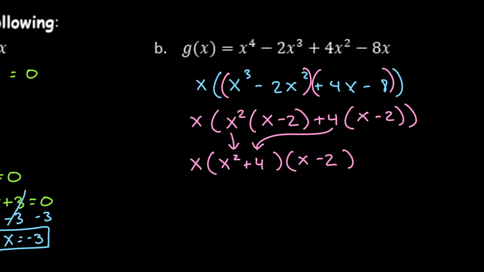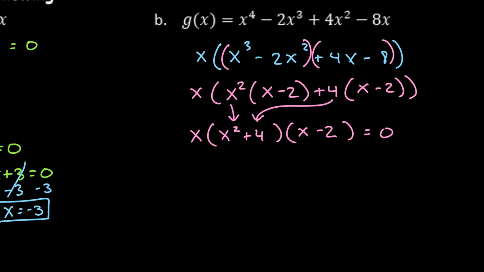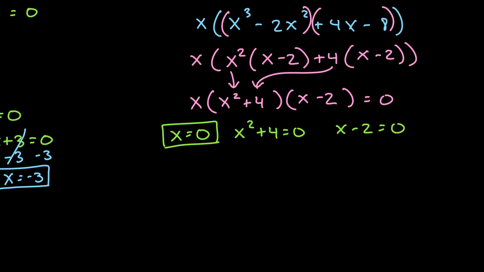Good. I should hope that everyone got to this step. Now is where it gets a little bit new for us. What do we do now? Set them all equal to 0. So x equals 0, that's our first root. Then x squared plus 4 equals 0, and x minus 2 equals 0. This is already solved for us. We're done. That's our solution.